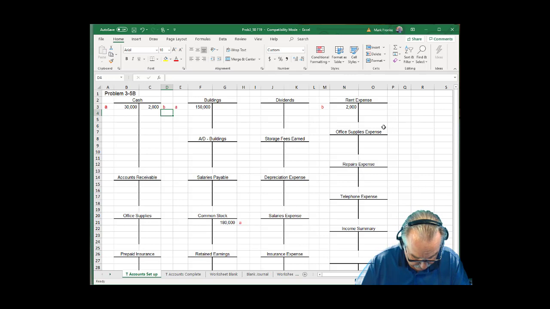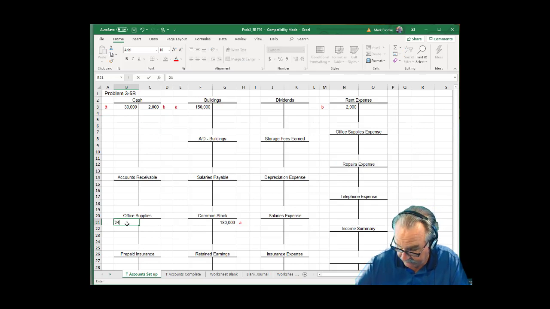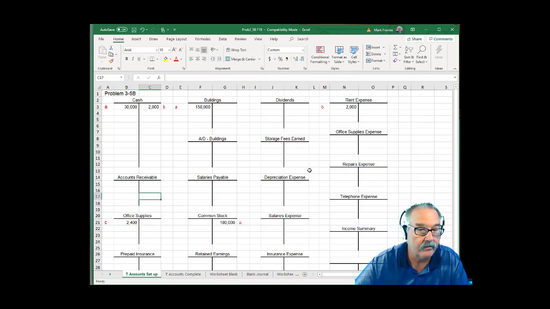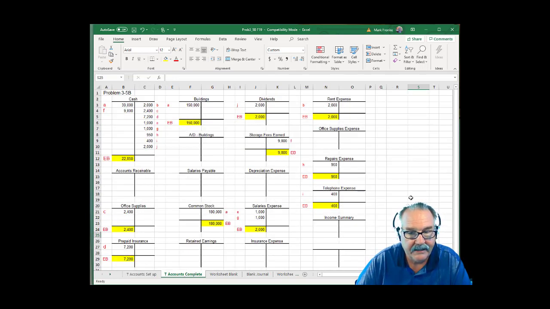Transaction July 5th, the company purchased $2,400 of office supplies for cash. So we're going to debit office supplies, $2,400, and credit cash, $2,400. That's transaction C. So hopefully at this point you can make these entries and post them to T accounts. And when you do, you are going to get something that looks like this.